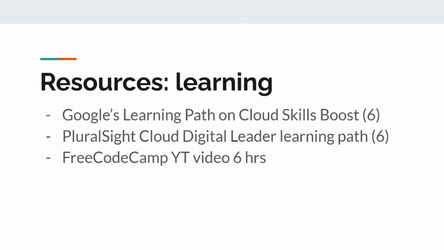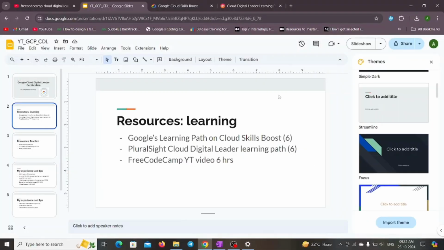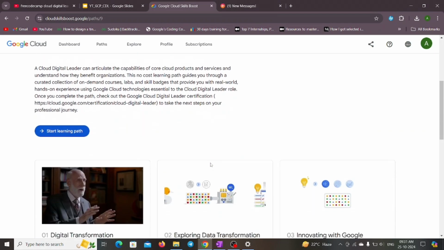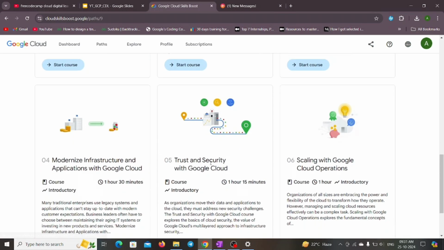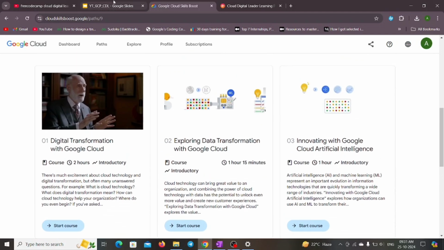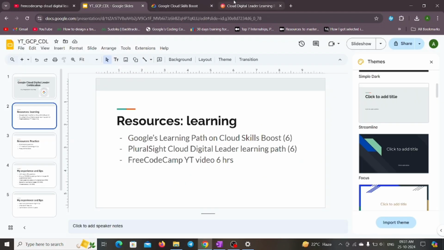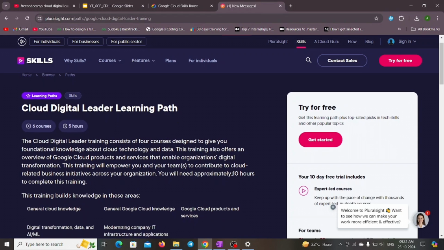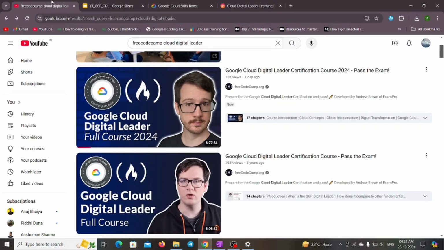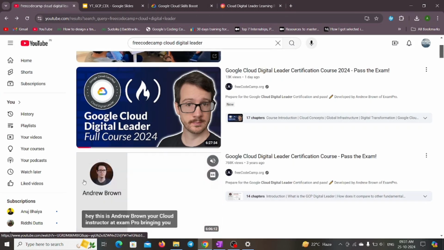The resources that I used for this exam are as follows. First is Google's Learning Path on Cloud Skill Boost. This one consists of 6 courses, all of which cover the basics of Google Cloud and the basics of all the services that are present on Google Cloud. Secondly, there is the Pluralsight Cloud Digital Leader Learning Path. This also has the same courses as the Google Cloud Digital Leader Learning Path given by Cloud Skill Boost. Also, there is one more course, the 6-hour course from freeCodeCamp.